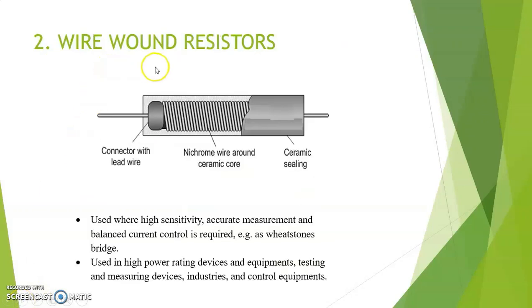Next we have the wire wound resistor, where we have a core, and the core is made of ceramic material, and we have a wire which is wound from one end of the core to the other. The wire that is used is nichrome wire, and there will also be a connector lead to connect to the circuit. The entire ceramic core as well as the nichrome wire is kept inside a ceramic sealing, and this is used for very accurate measurement, for example like Wheatstone's bridge.